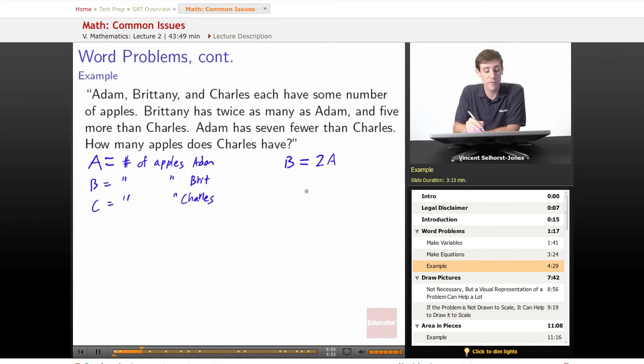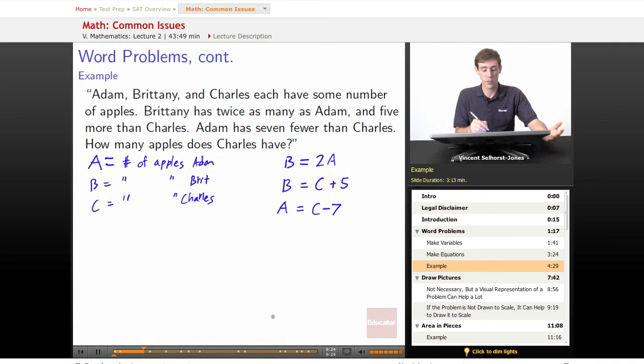Brittany has 5 more than Charles is what else it says. So Brittany plus 5 equals Charles? No. Brittany equals 5 more than Charles, so Charles plus 5. We check this again. Let's say Brittany has 10 apples. Then if Brittany has 5 more than Charles, then Charles must have 5. So if Charles has 5 here, then Brittany has 10 here. Perfect. Finally, we set up Adam has 7 fewer than Charles, so Adam is going to be Charles, but 7 fewer. So now we've got 3 equations.